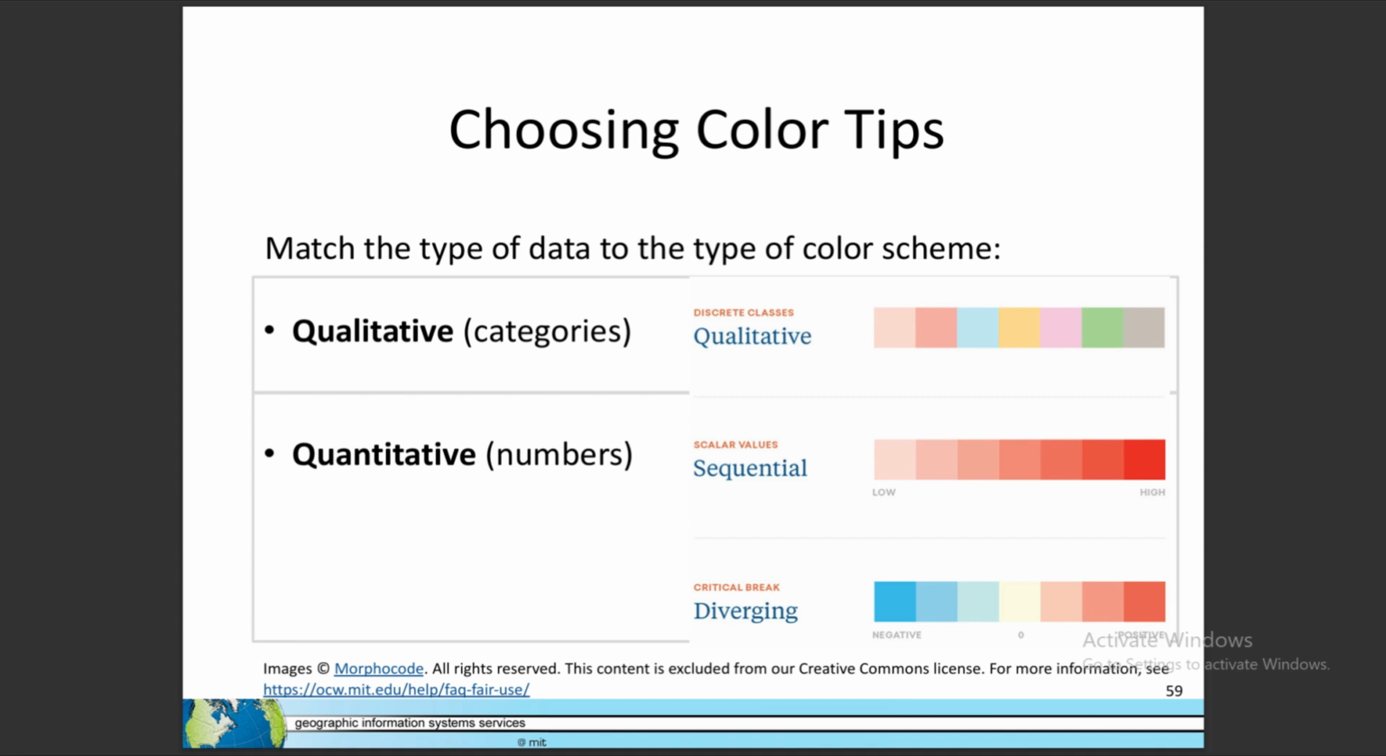Using the wrong color scheme is one of the most common cartographic mistakes. Applying a qualitative rainbow color scheme to quantitative data implies no order when there actually is order. That's misleading. Applying a sequential scheme to categorical data implies ranking when there isn't any.